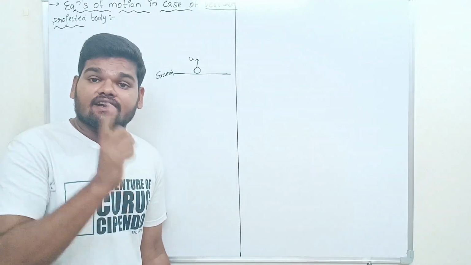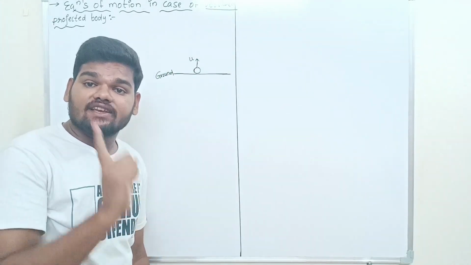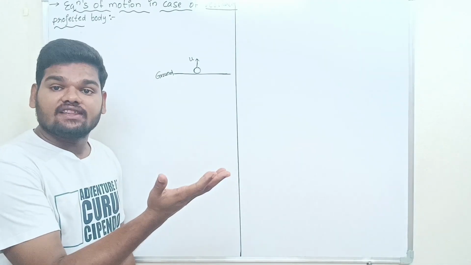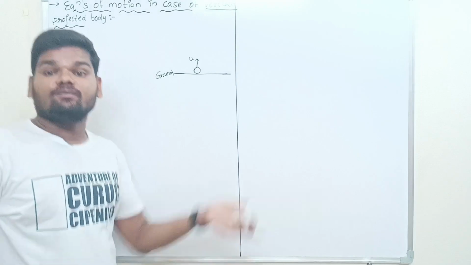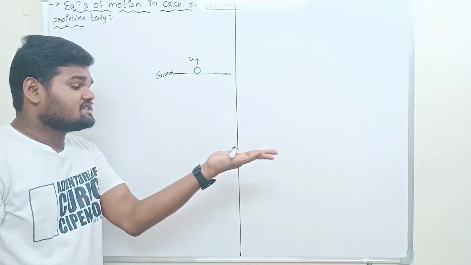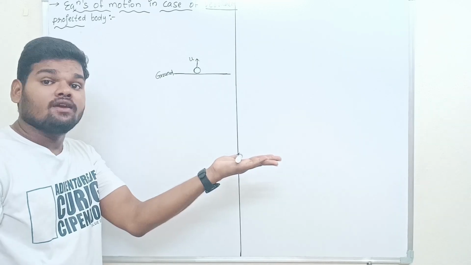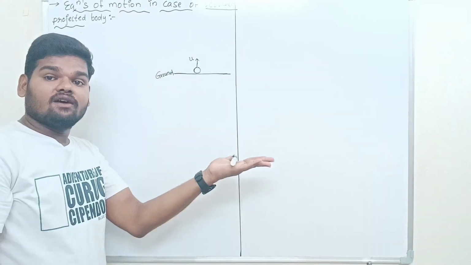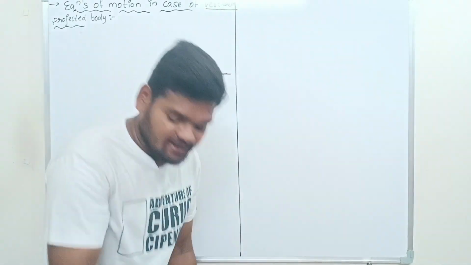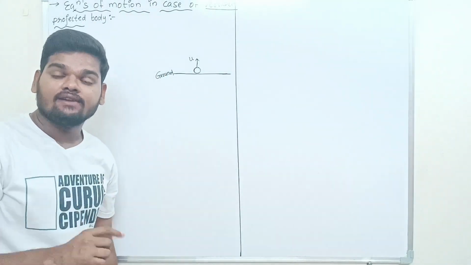If you want to project an object in a vertically upward direction, you must give it an initial velocity. Then only the object moves in an upward direction. If I just say, hey object, move in a vertically upward direction, is it moving at my command? No. If we give some initial velocity to this object, then it moves in a vertically upward direction.